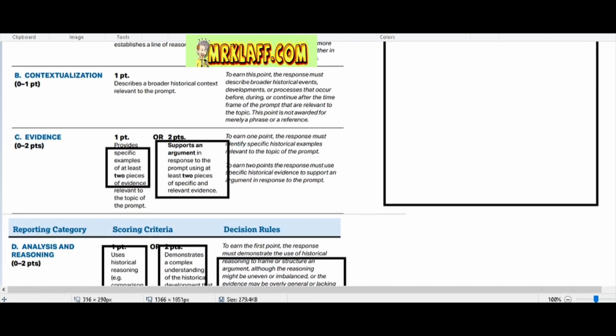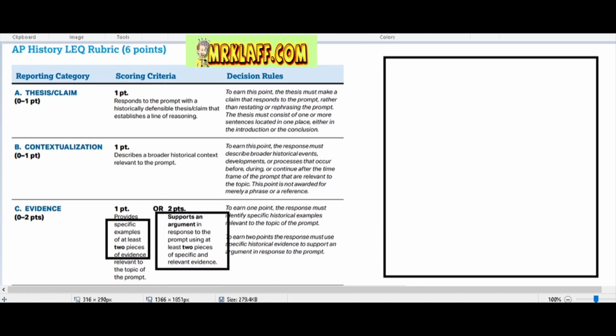All in all, you have 7 points DBQ, 6 points LEQ.